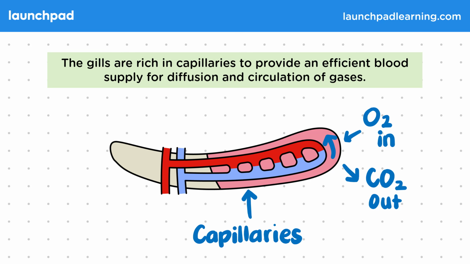So let's finish by recapping the main points that increase the effectiveness of the gills. Firstly, they have a large surface area, a thin membrane, an efficient blood supply, and they're also well ventilated.